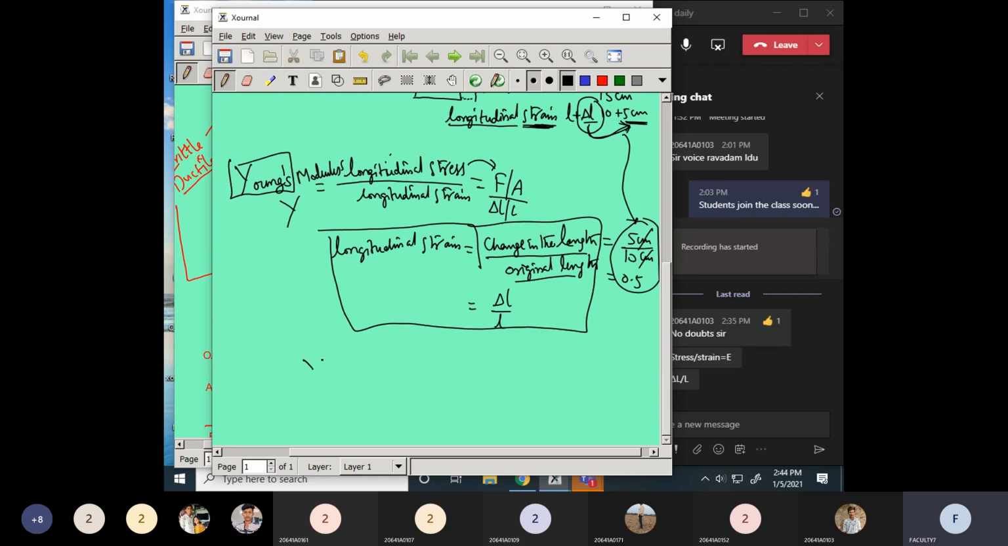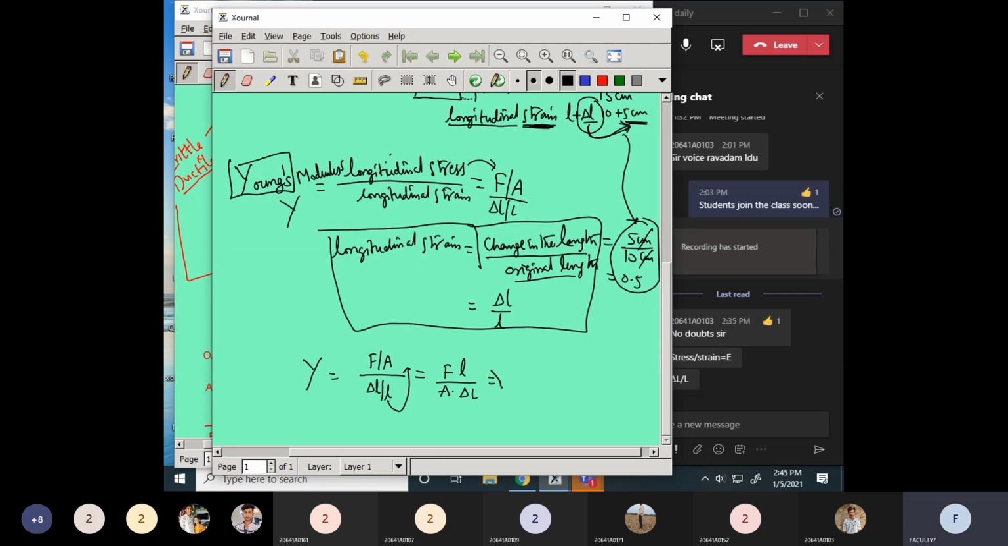So Young's modulus is written as capital Y, let us take. Now it is given as stress. What type of stress? It is a longitudinal stress by longitudinal strain. It is delta L by L. Now you can rewrite this as F by A into delta L, and this particular L will come back to the numerator. So we will write like this.